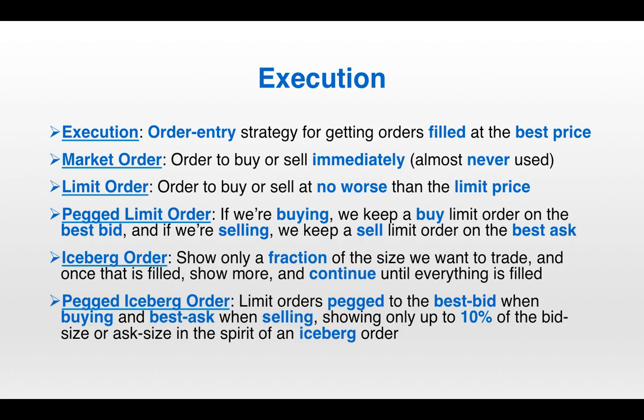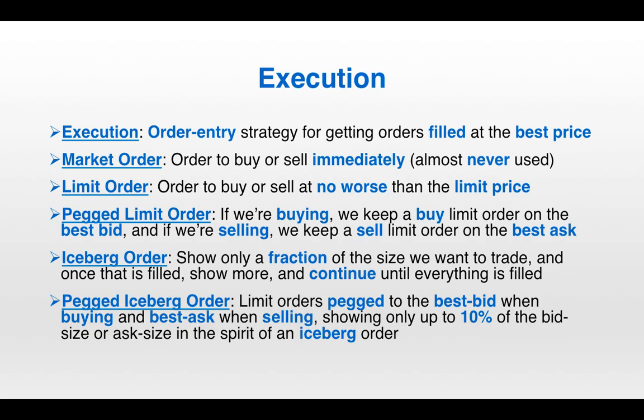Next up is an iceberg order. This is another algorithm in which you're showing only a fraction of the size you want to trade. Once that fraction's filled, you show more, and you continue this process until everything is filled. You don't want to show all your size right away necessarily, because it could cause the market to move before you get filled. And combining these two, we have our final execution algorithm, which is the pegged iceberg order.